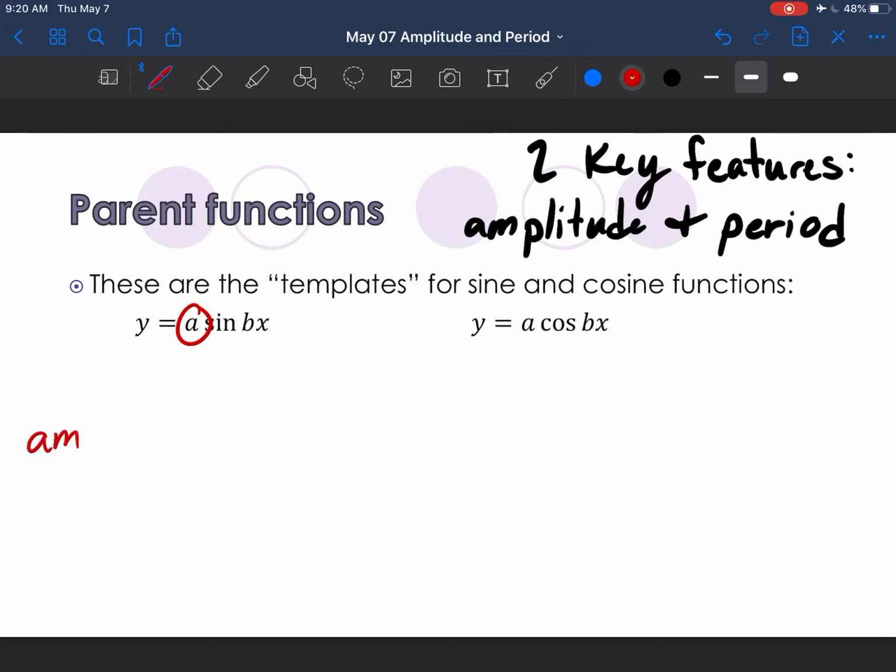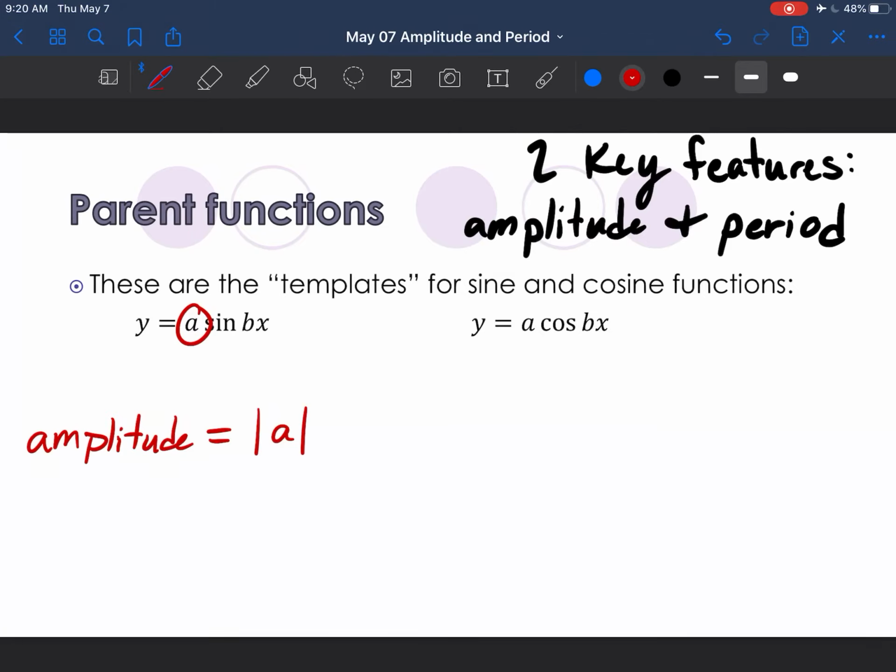Your amplitude is going to be equal to the absolute value of A. If you remember, those two bars mean absolute value. Now, what does absolute value do to a number? Well, if you have the absolute value of 7, it's just 7, for example. But the absolute value of negative 15 is positive 15. So basically it just makes everything positive.